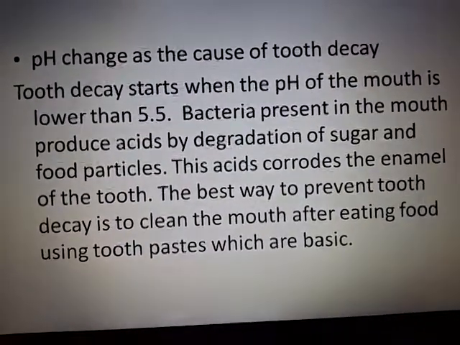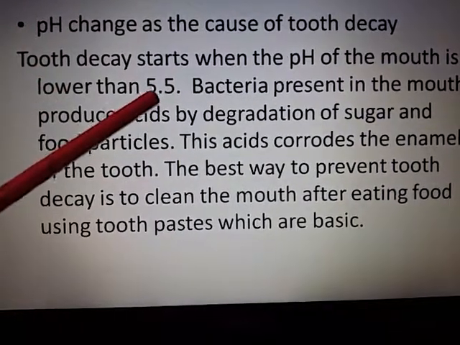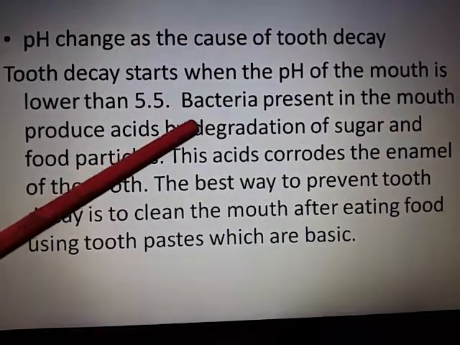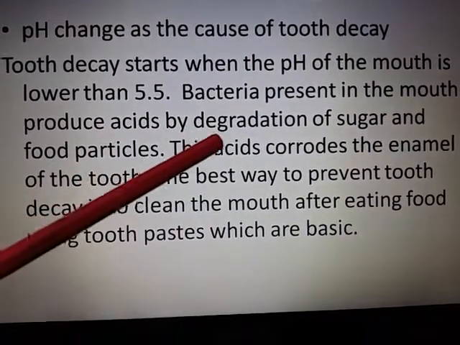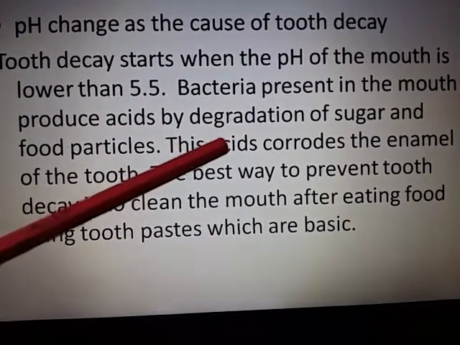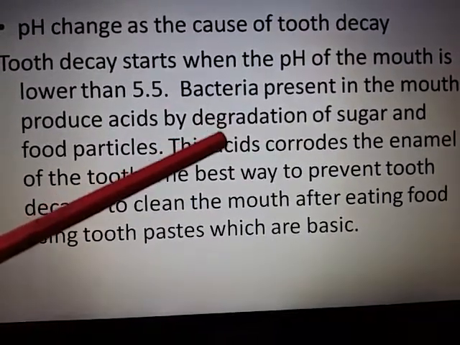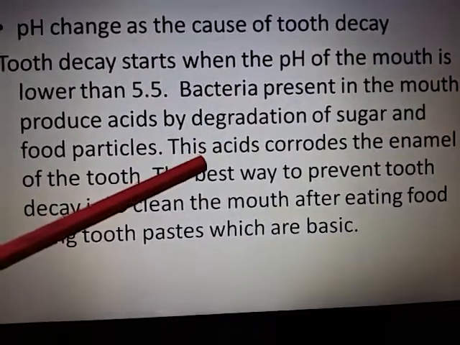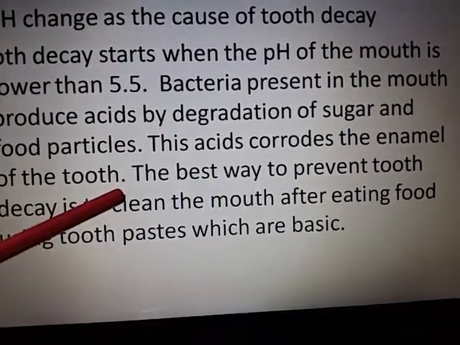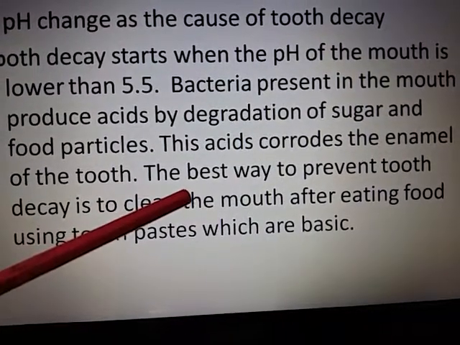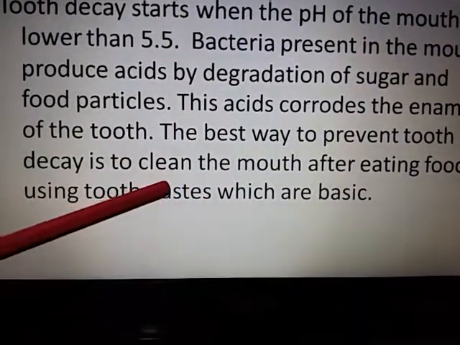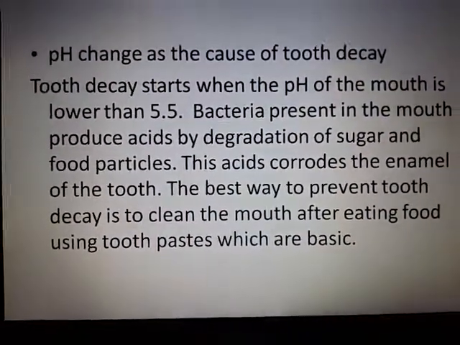Then tooth decay. If the pH of the mouth becomes lower than 5.5, then the tooth starts decaying. The bacteria present in the mouth produce acids by degradation of sugar and food particles. So if food particles are present in the mouth, the bacteria start degrading them and acids are produced. This acid corrodes the enamel of the tooth, the white colored part of the tooth, and to prevent this, we use a toothpaste which is basic in nature. Okay.